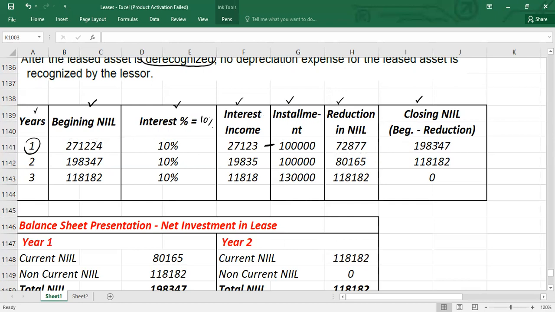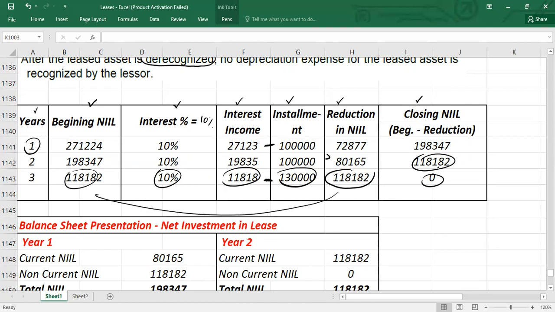This closing balance will become the opening for the next period, again times 10%. This is going to be your interest income. The installment is 100,000, and the difference between these two is going to be the reduction in net investment in lease. If you take beginning minus reduction in net investment in lease, you will get the closing balance. This closing is going to be the beginning for the next period times 10%. This is interest income. And in the third year, you are going to receive 130,000, including installment plus residual value guaranteed by the lessee. So the difference of these two is the reduction in net investment in lease, and your balance will be 0.